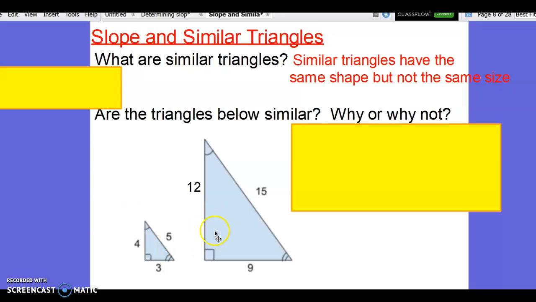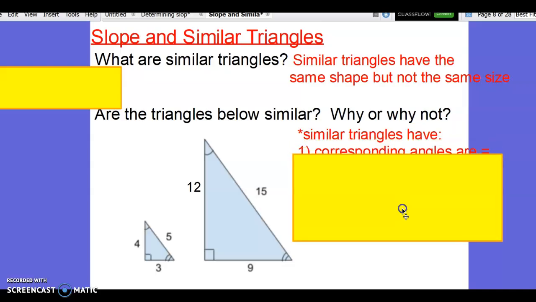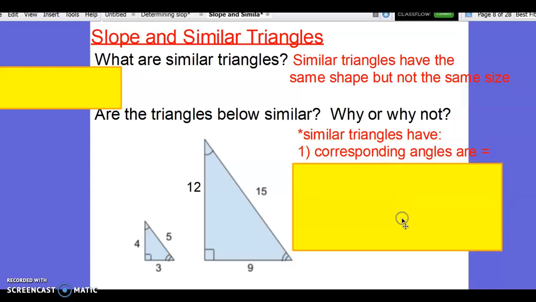Are these two triangles below here, are they similar? And why or why not? Well, just glancing at them, it looks like they have the same basic shape to them. But what are some things that we need to check to ensure that triangles are similar? Well, if two triangles are similar, the first thing we need to check is that their corresponding angles are equal.